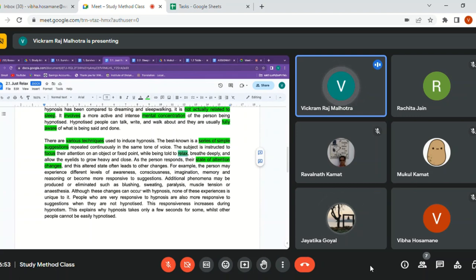So what they're told is to focus, to relax. And relaxation includes breathing and all that, closing their eyelids, whatever. They are told to focus on a point, to relax. And then the state of attention changes. Go ahead.